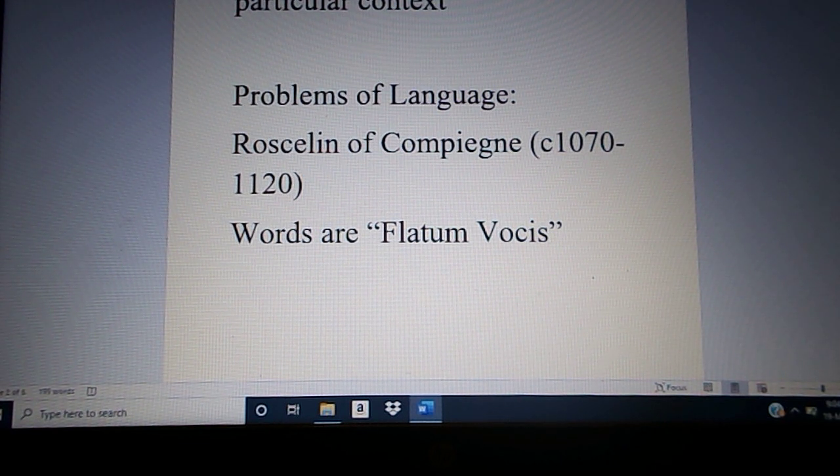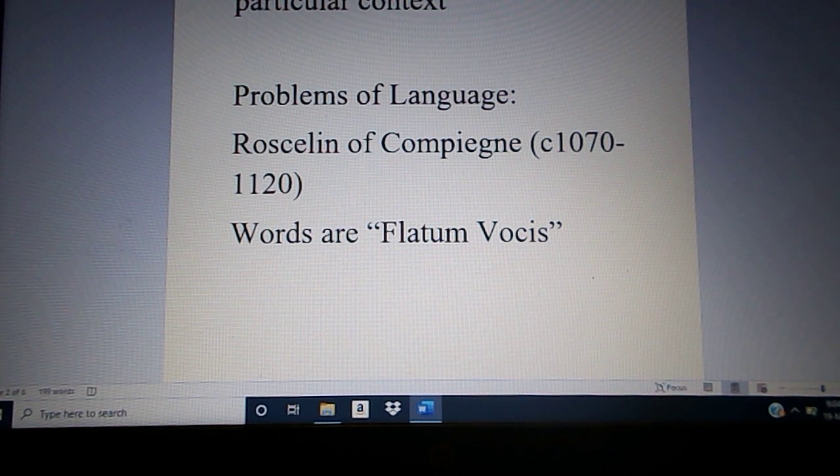Anyway, Roscelin of Campania was a French cleric, and he is going to be responsible for creating a discipline called Nominalism. Basically, as it says there, he indicates that words are flatum vocus, basically vocal flatulence. Words are nothing more than air puffing out of your mouth. They have no substance, they have no validity, they have no reality. Now, what's the purpose of making a statement like that?